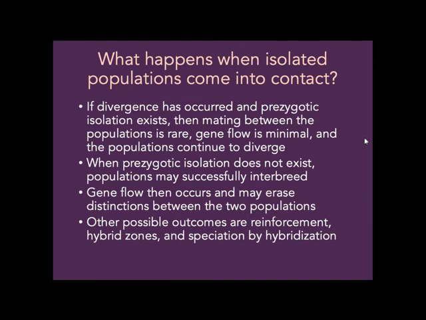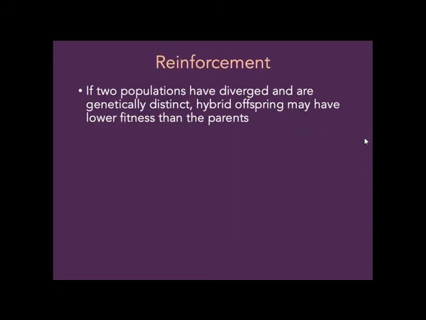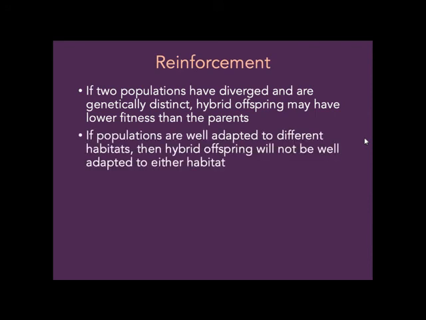So, one outcome, they don't merge. Second outcome, they completely merge. And then some other outcomes: reinforcement, hybrid zones, and speciation by hybridization. So reinforcement is, if you have two populations that have diverged and are genetically distinct, you may end up with the hybrid offspring having lower fitness than the parents. This could happen, for example, if each of the two genetically distinct populations is adapted to a very particular area. If you produce a hybrid, that hybrid offspring may not be well suited for either habitat.